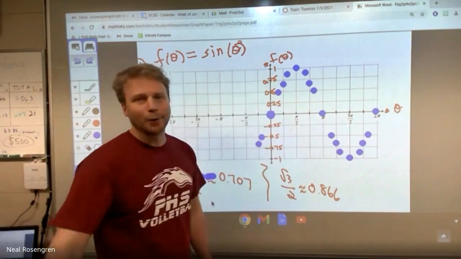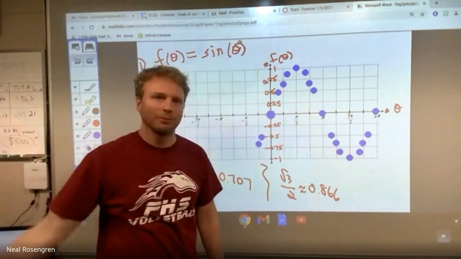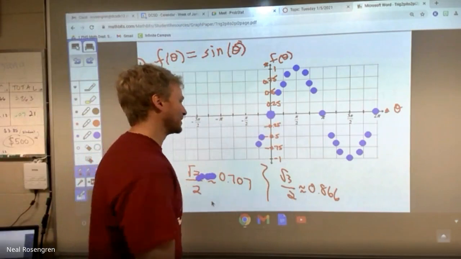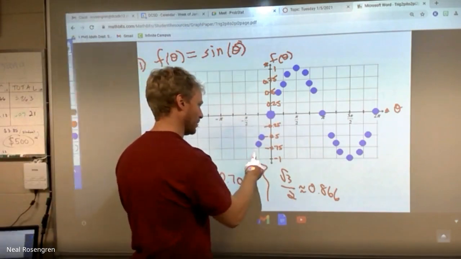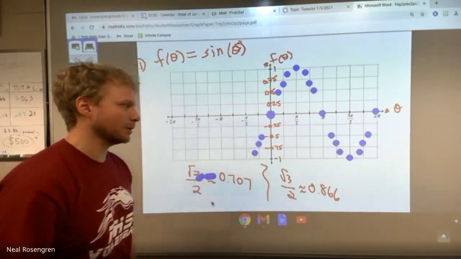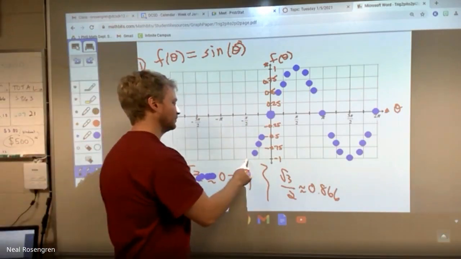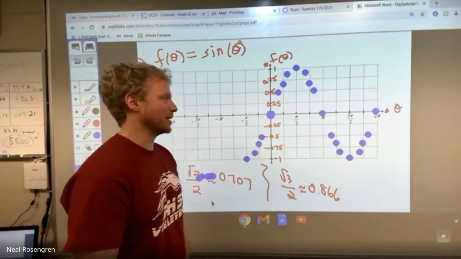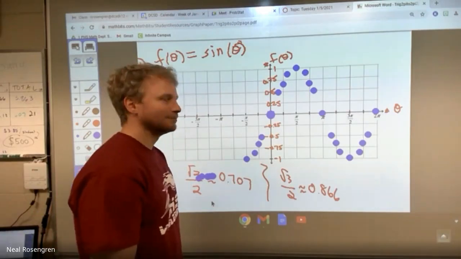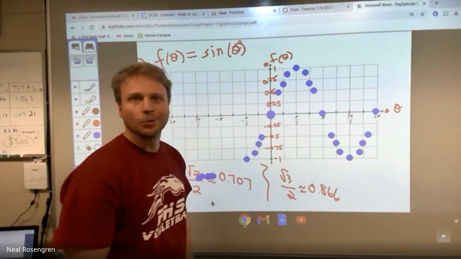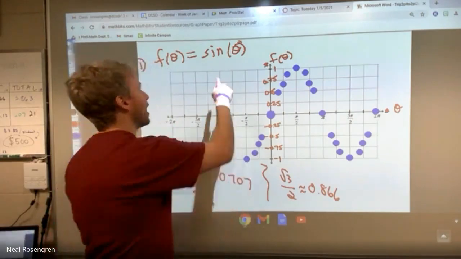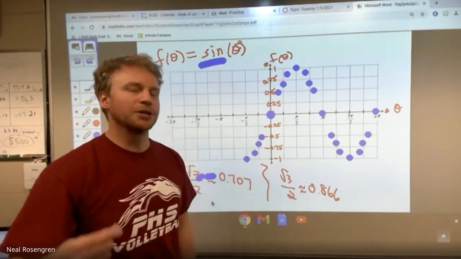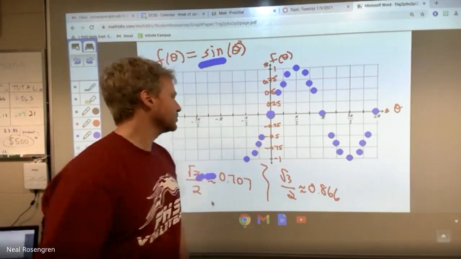Negative pi over 3 is really 5 pi over 3 going that way. That's the 0.866, so another 1/3 of the way in here and about halfway between 0.75 and -1. And then negative pi over 2, we're really just at 3 pi over 2, we're down to negative. Okay, and that's all we're doing, is we're just making our way around, and because it's sine, I just care about the y values. Don't care about the x values at all.